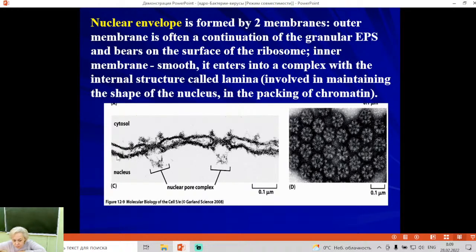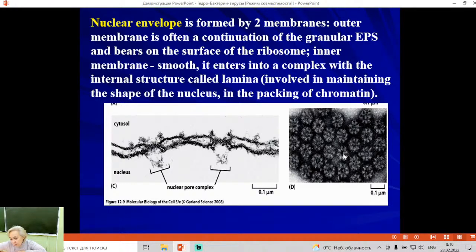You see 2 membranes of nuclear envelope, outer membrane and inner membrane. Nuclear envelope is formed by 2 membranes. Outer membrane is often a continuation of the granular endoplasmic reticulum and bears ribosomes on the surface. Inner membrane is smooth. It enters into a complex with the internal structure called lamina. Lamina is involved in maintaining the shape of the nucleus, also in the packing of chromatin. Lamina consists of intermediate microfilaments.